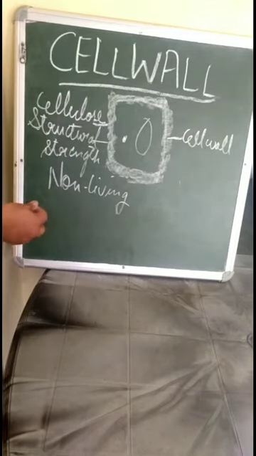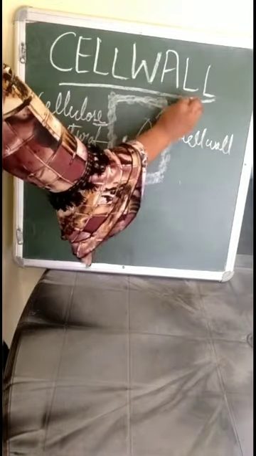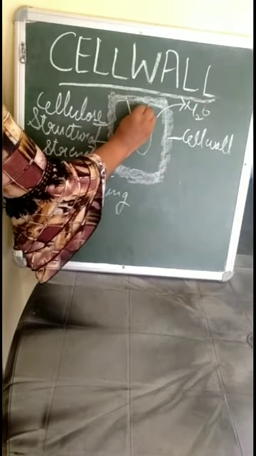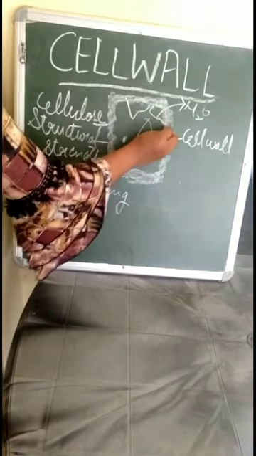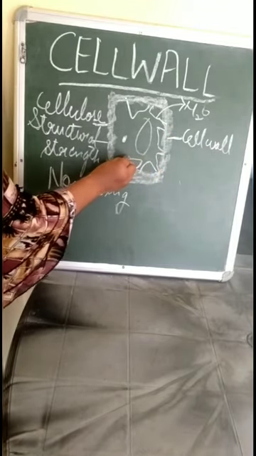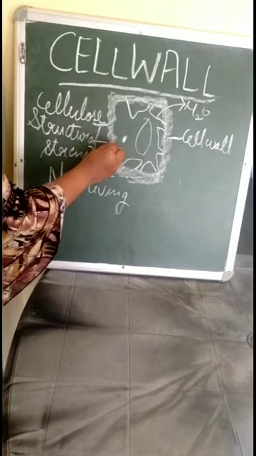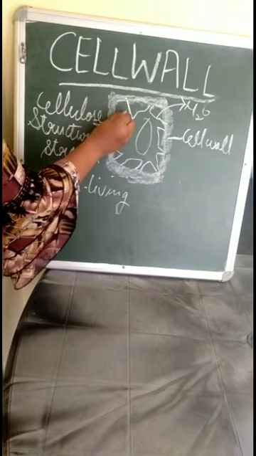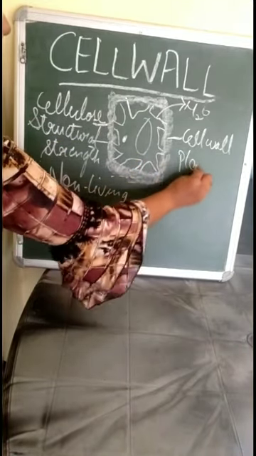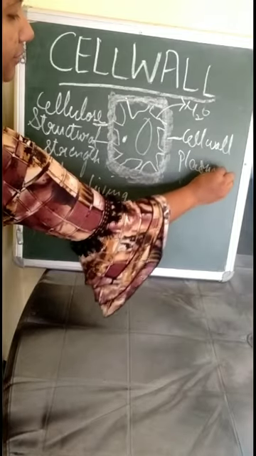Also, when the cell is placed in some hypertonic solution, or when there is loss of water, then what happens? The protoplasm shrinks from its cell wall and it detaches. Detached means its contents slightly move away from the cell wall, and when this happens, this phenomenon is known as plasmolysis.